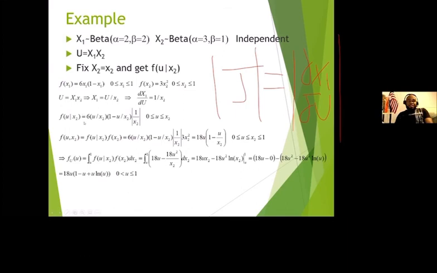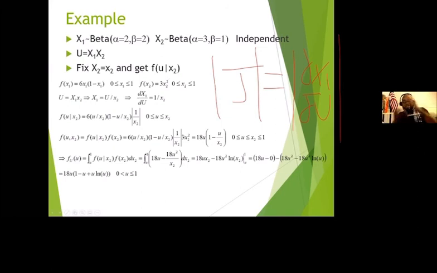With this we're getting the conditional now. We got f of u given x2, and the moment you get f of u given x2, you are set to get the joint. What is the joint? The joint is going to be the product of this guy and the marginal distribution for x2. Now f of u given x2 is the whole of this, and that's what I'm putting right here. Then multiply by f of x2, which is this guy.